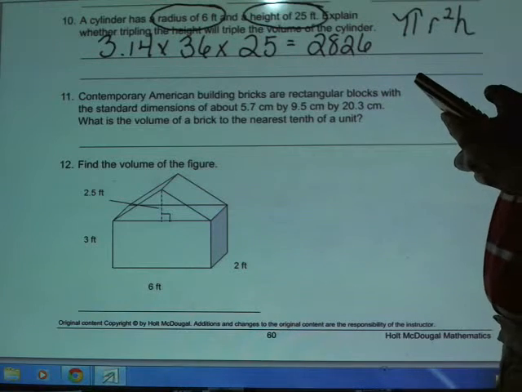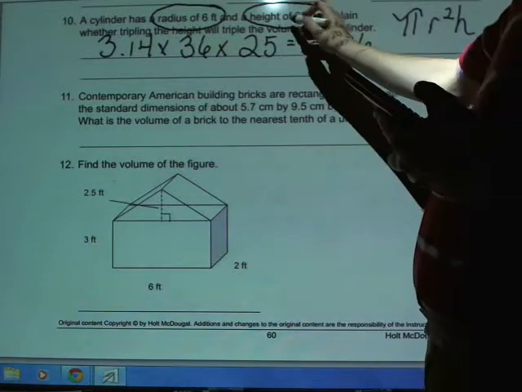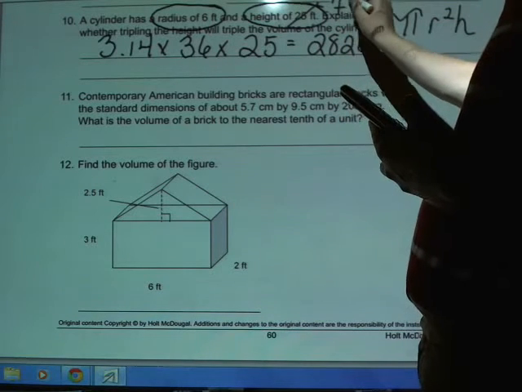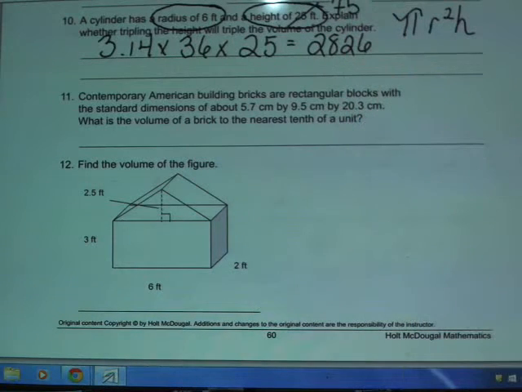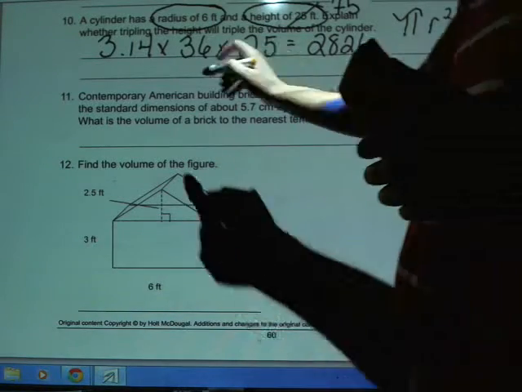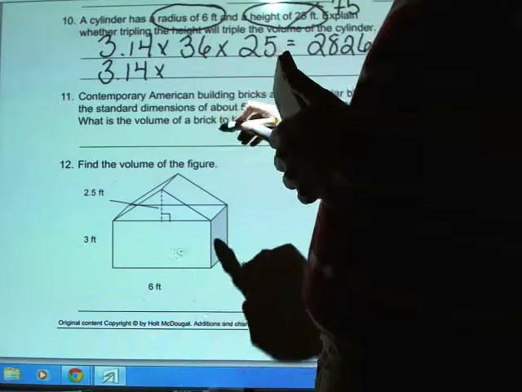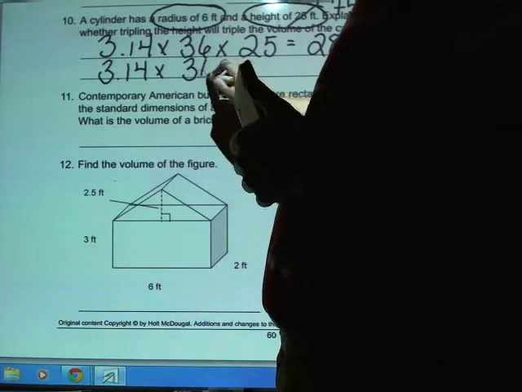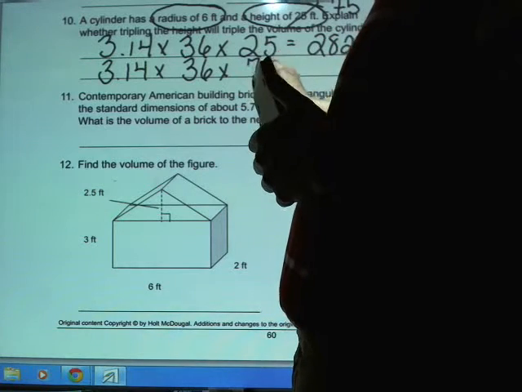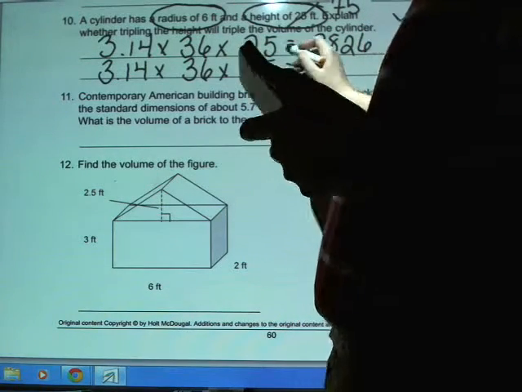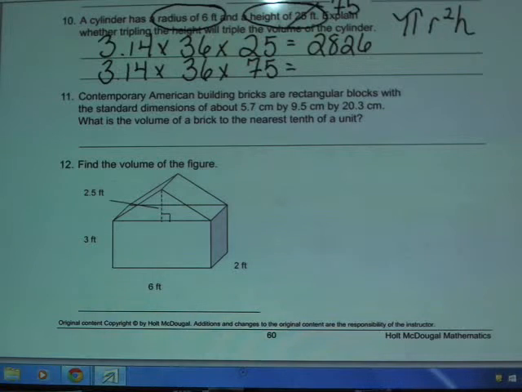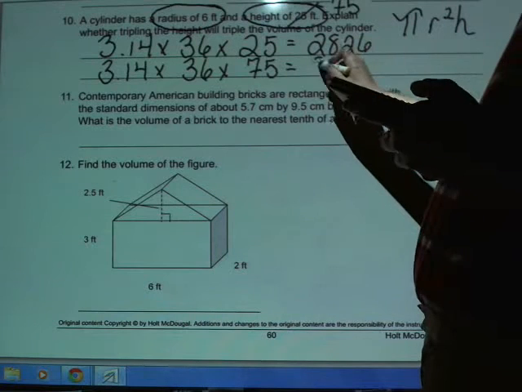Alright, so now we're going to triple the height. So instead of the height being 25, now it's going to be 75. And now we're going to go through and we're going to calculate again. Alright, so the first number, 3.14, pi in the formula, the same. Second number, 36, which is 6 squared, that's going to be the same. But now this is going to be 75. Well, let's do the math. 3.14 times 36 times 75, alright, that's 8478.